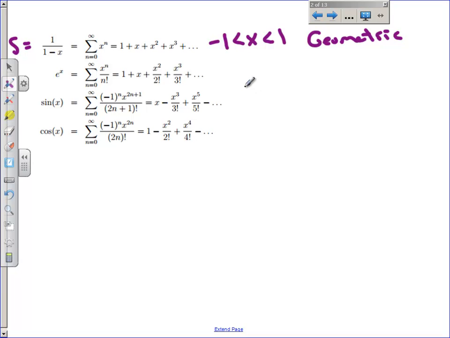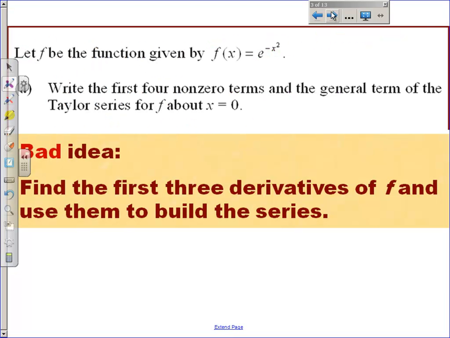Now the other three that we built, these were good for negative infinity all the way to positive infinity. So you have this written down, or maybe you do, I don't know, but you better have it written down. You have to know these expansions. So let's get after a question here.